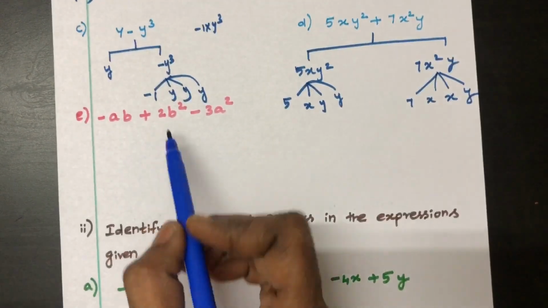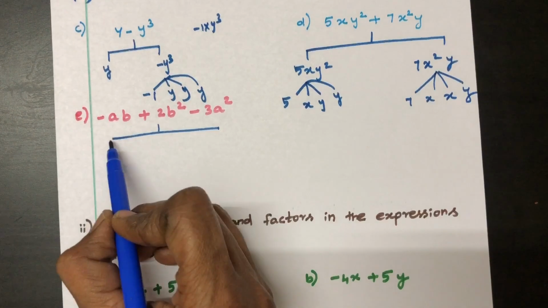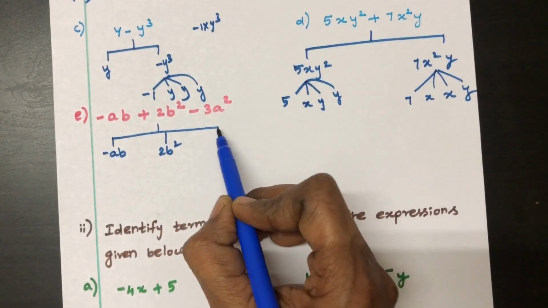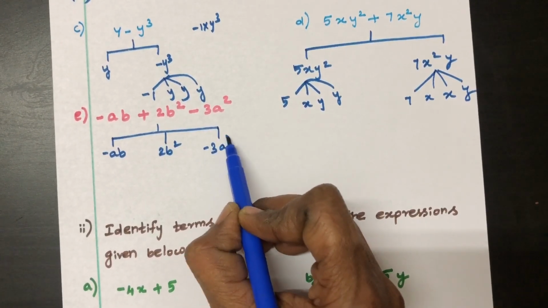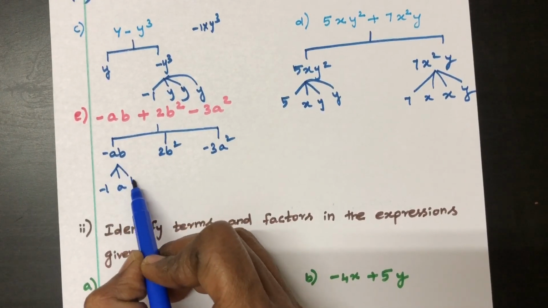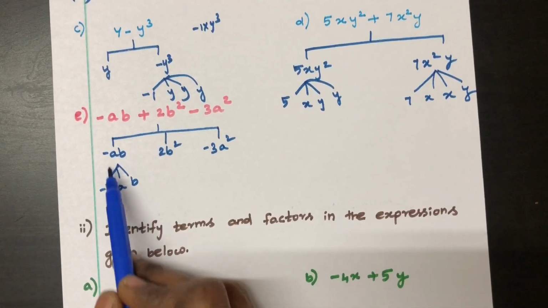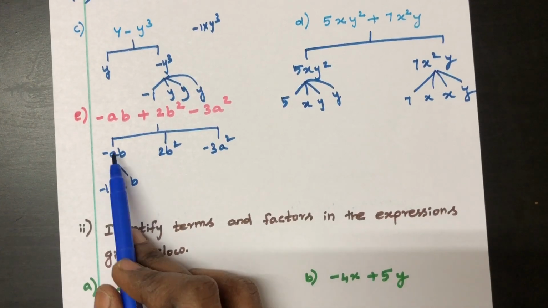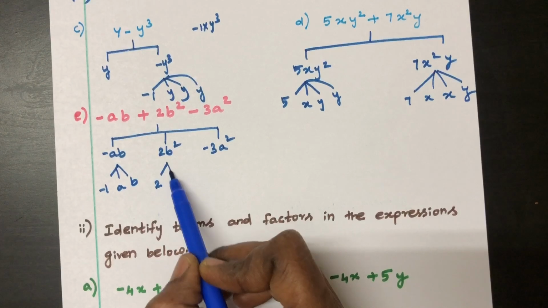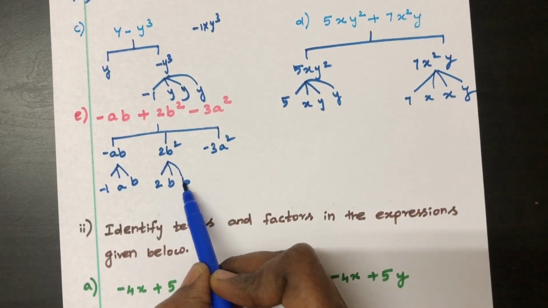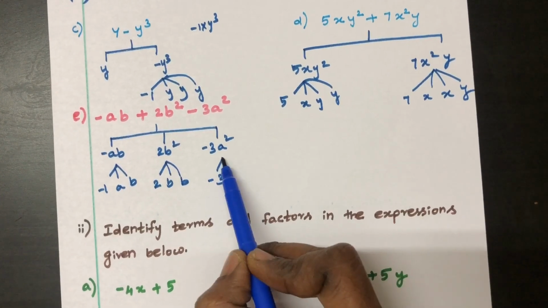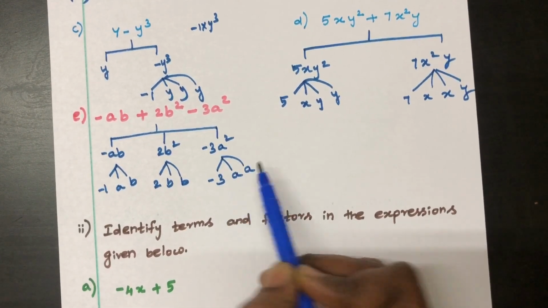Now this one. How many terms are there? 3 terms. Minus ab is the first term, 2b square is the second term, and the third term is minus 3a square. So what are the factors? Minus 1, a and b. Just multiply all this, and you will get minus ab: minus 1 into a into b is minus ab. Here 2 is one factor for this term alone, b is one factor and b is another factor. 2 into b into b is 2b square. Here minus 3 is one factor, a and another a.